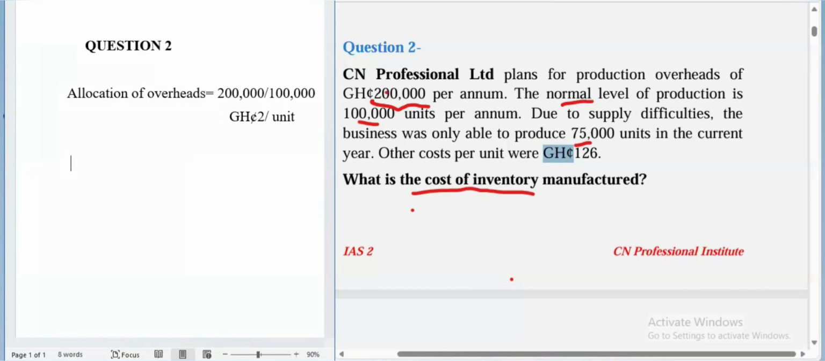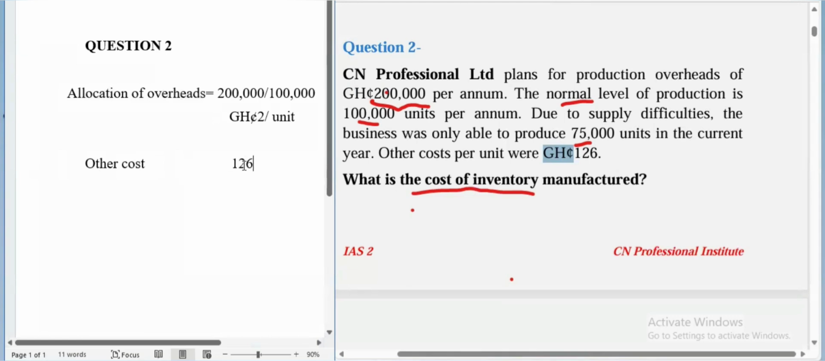So here you can even get the individual cost first, and then get a total. So we can do the individual first. For the individual, the other cost per unit, which we have in the question here, this 126, is likely to be the other direct cost. So other cost per unit, how much do we have? We have 126. Then we have our overhead.